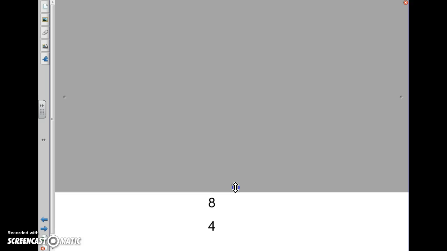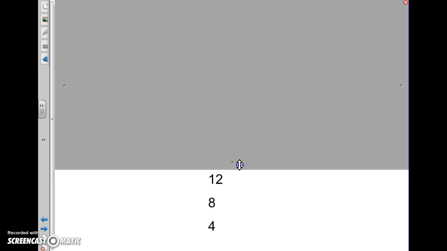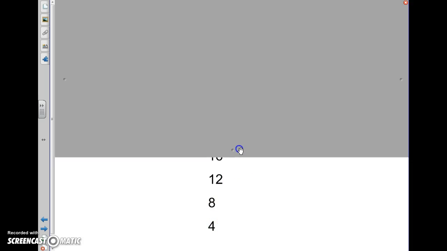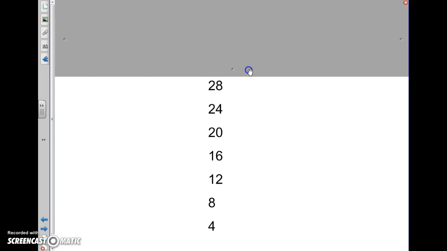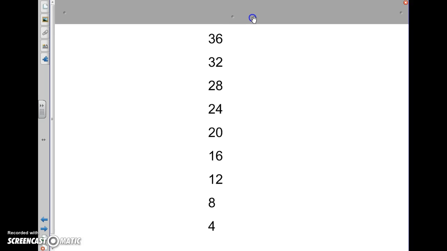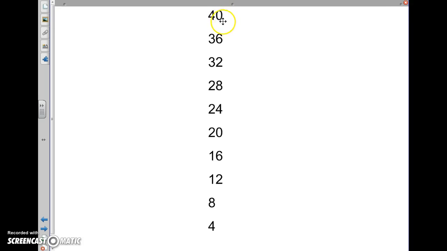The first multiple of 4 would be 4. And then the second multiple of 4, you would just count up another 4. So the second multiple of 4 would be what? It would be 8. And then the third multiple of 4 would be 4 more than that, 12. You're going to see that all we're doing is counting up by 4 every time, because we're doing multiples of 4, right? 16, and then 20, 24, 28, 32, 36, and we're going to stop at 40. And we know that 40 is which multiple of 4? That's right, it's the 10th multiple of 4.